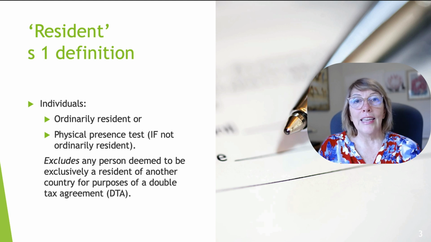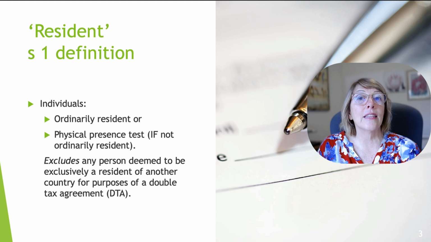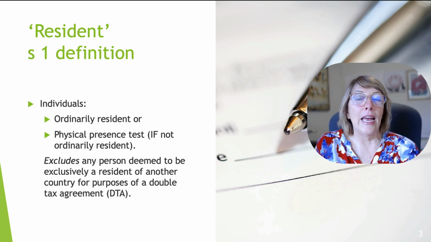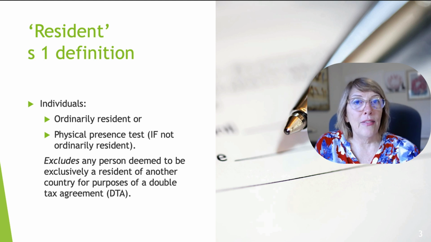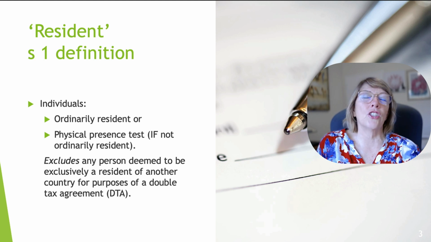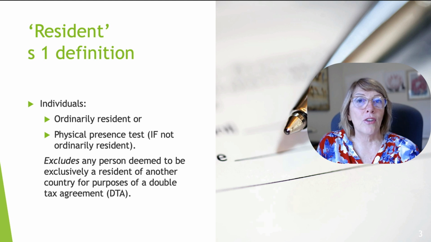So if you're a resident under either one of those rules, bearing in mind that excluded is somebody who's deemed to be exclusively a resident of another country under the provisions of a double tax agreement. All right, so if you're ordinarily resident here, but you're working in the UK and the DTA between South Africa and the UK deems you to be exclusively a resident in the UK, then you're no longer tax resident here. All right, so these are all the complications that come into whether you are a resident or not. So when we're talking about whether you're a tax resident, it always comes back to this definition in Section 1 of the Income Tax Act.